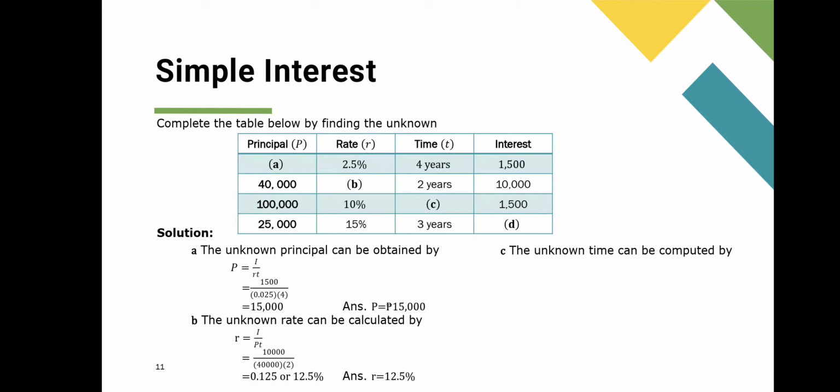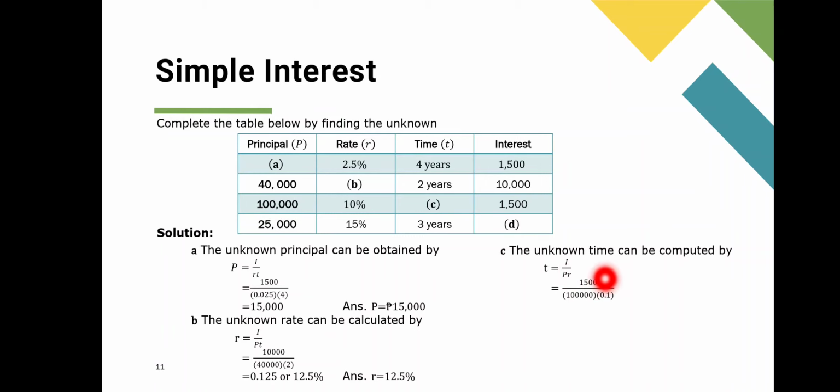So the unknown time could be computed by time equals interest over principal times rate. So for letter C, we know that principal amount is 100,000 pesos, rate is 10%, and interest is 1,500. So we substitute that to our given formula. That is 1,500 divided by principal amount, that's 100,000 pesos, times the rate, 10%.